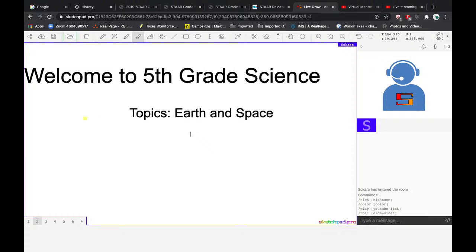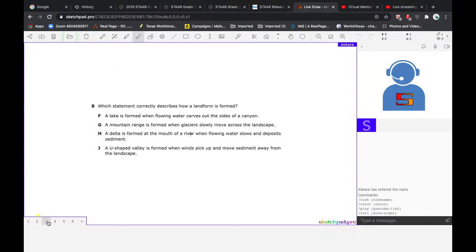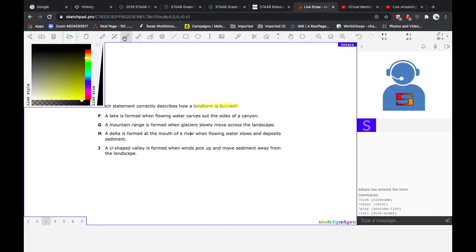So let's start with the first problem for today. This question is asking, which statement correctly describes how a landform is formed? As usual for the science STAR test, one of the best methods is to go answer choice by answer choice and eliminate all incorrect answers.